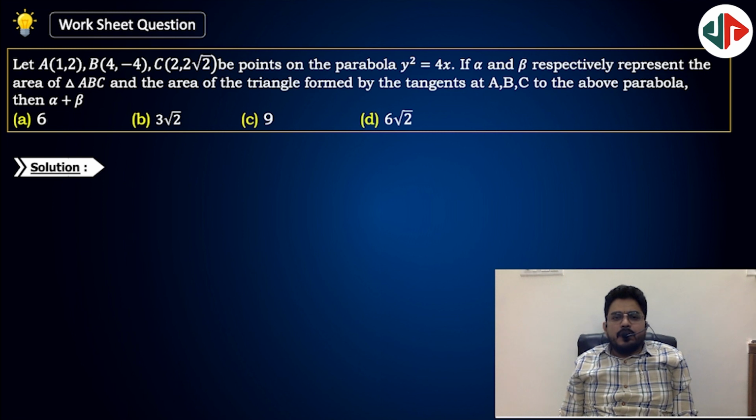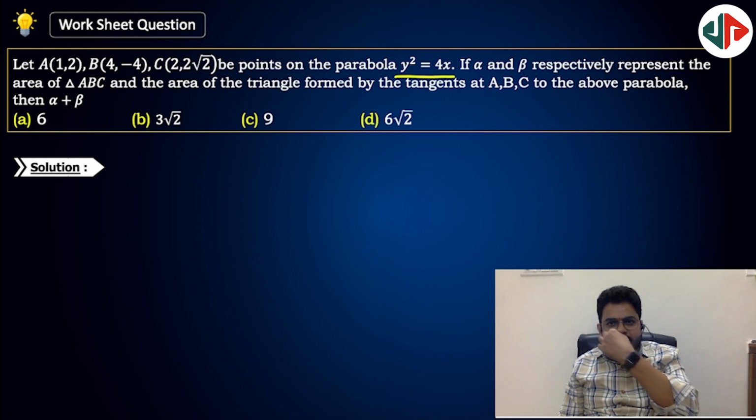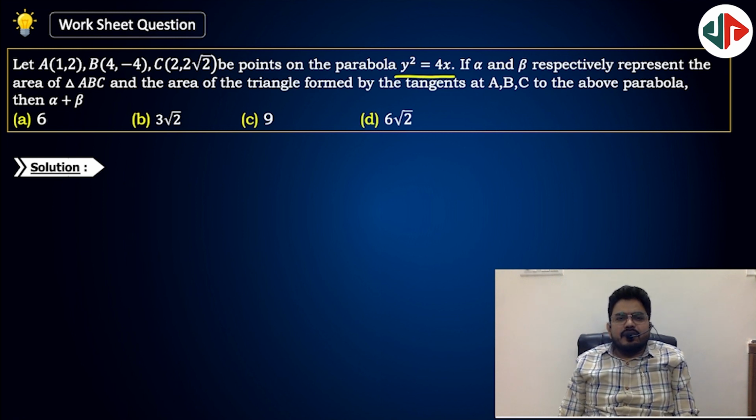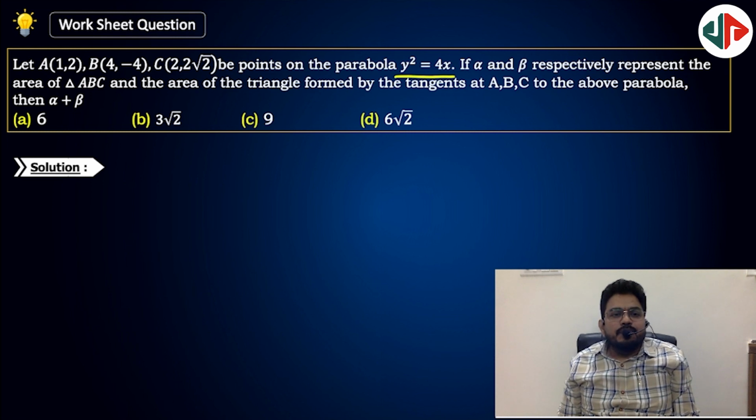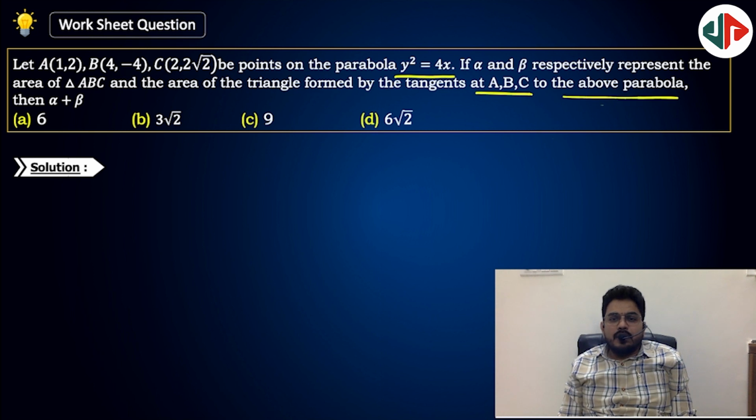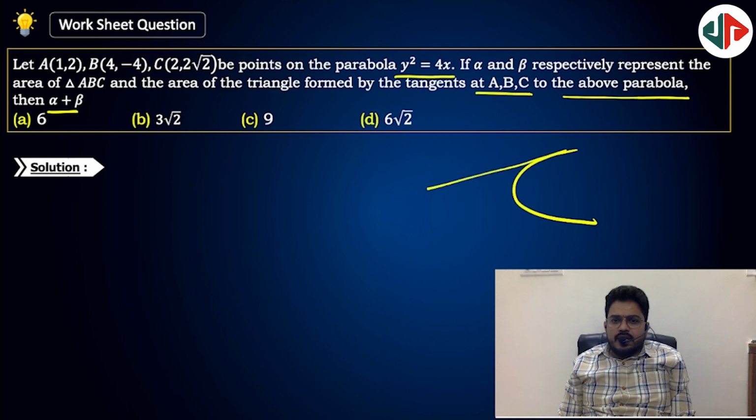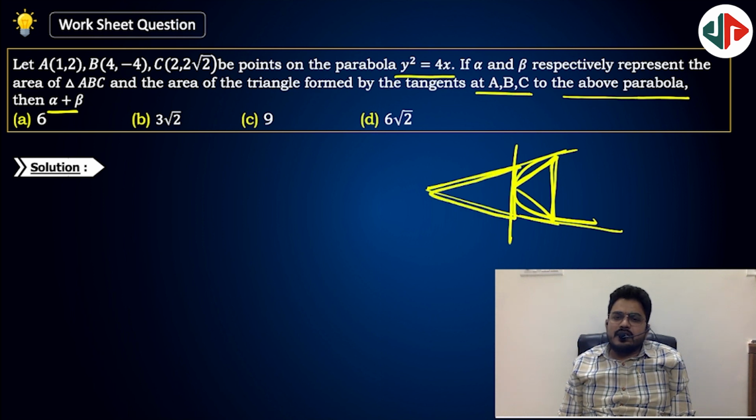A, B, C are points on the parabola y² = 4x. If alpha and beta respectively represent the area of the triangle formed by A, B, C and the area of the triangle formed by the tangents at A, B, C of the above parabola, then alpha plus beta. So you people need to understand one thing. The area of the triangle formed by tangents at these 3 points, and the area of this one, this is always double to this one.